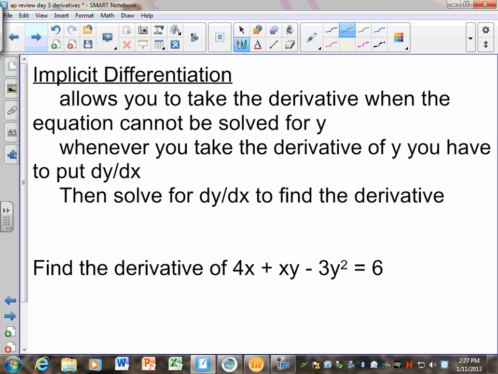All right. What else do we do with derivatives? We also did implicit differentiation, and again, it's something that I could probably guarantee is going to show up on the AP test. Remember that it lets you take the derivative when you can't solve for y very easily, and just remember that whenever you take the derivative of y, you have to put dy/dx in there, and then you solve for dy/dx. And so I think the best way to do this is just to do an example to remind you.